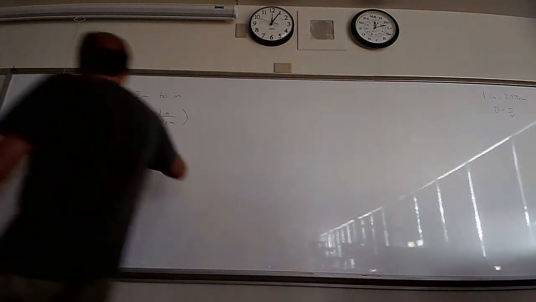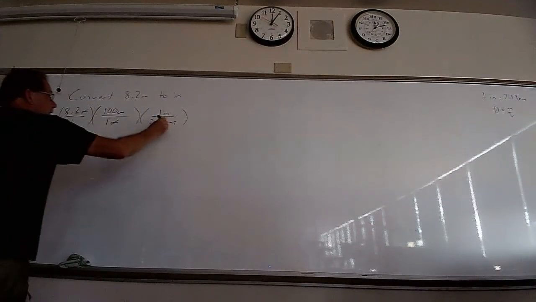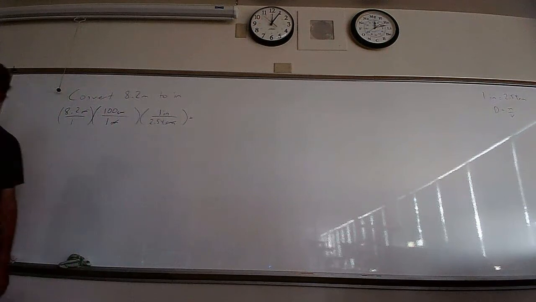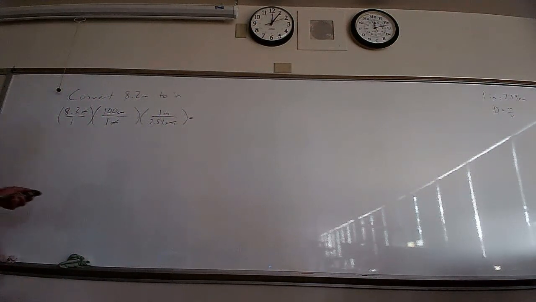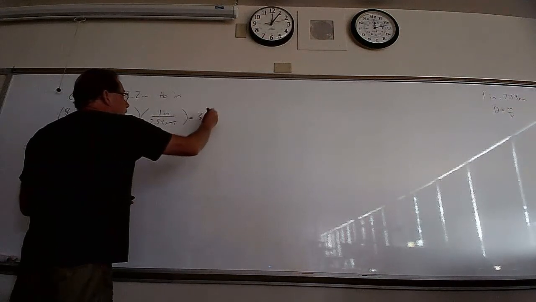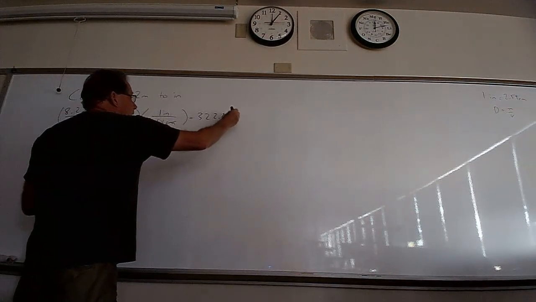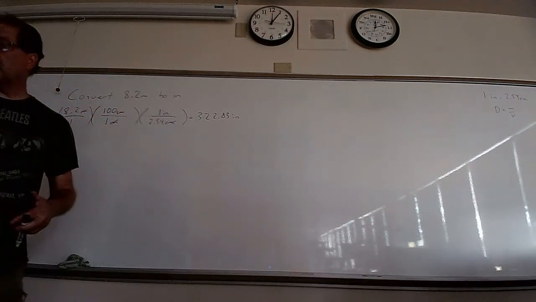Remember, this was the tough part of setting it up. The easy part is punching it in your calculator, so I shall do that right now. 8.2 times 100, or as we say in Milwaukee, 100, and then that's going to be divided by 2.54. And the answer is 322.83 inches. I'm going to pause here.